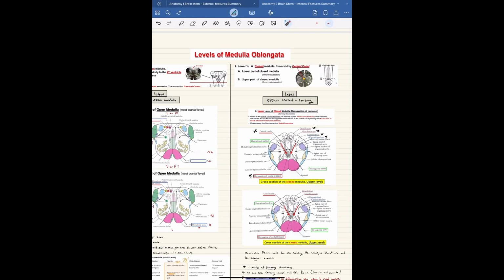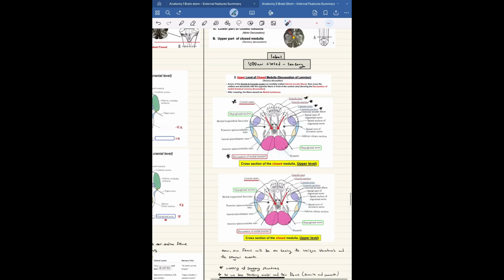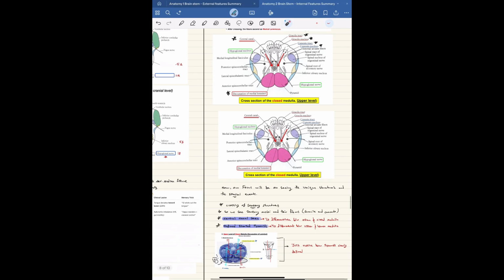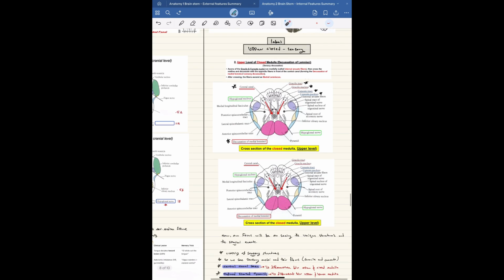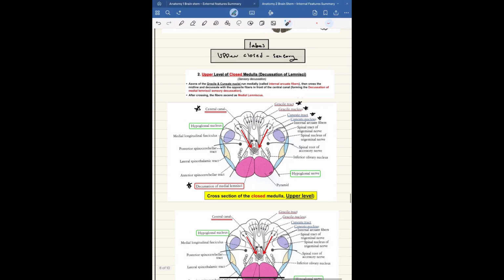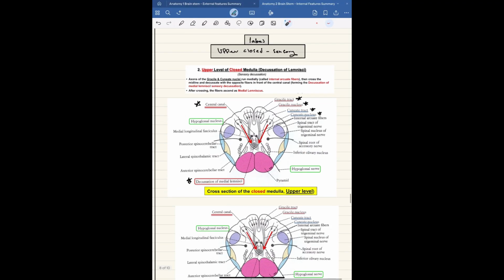lower half, which is the closed medulla, again, it's divided into two: upper closed and lower closed. Very, very important to remember that the upper closed is sensory, while the lower closed is motor. Very important. Memorize it like your name. Now, when you go into the actual structures, notice you will see gracile tract, gracile nucleus, cuneate tract with its nucleus. Makes sense. Why? Because it is upper closed. It's sensory, so you'll see sensory related things.